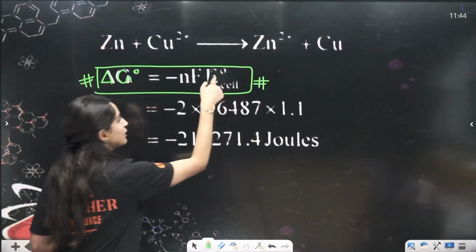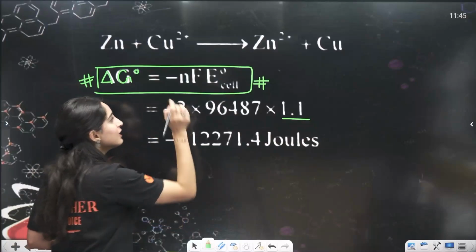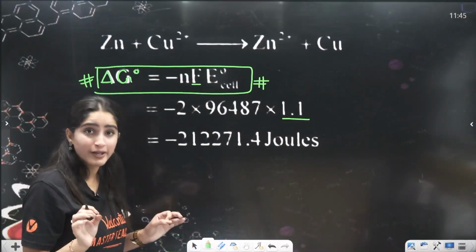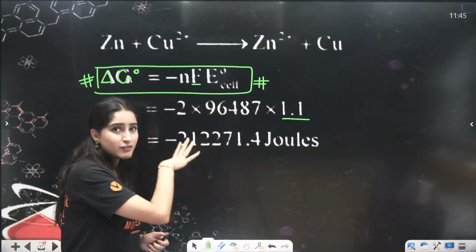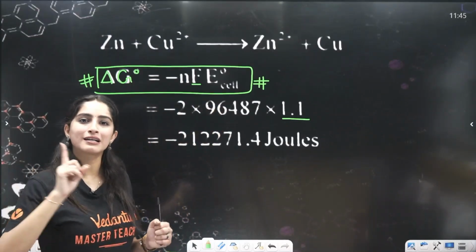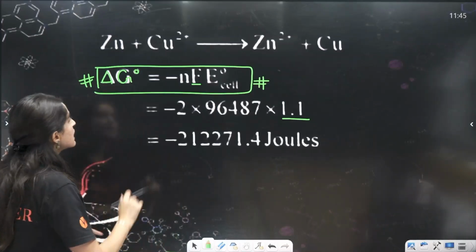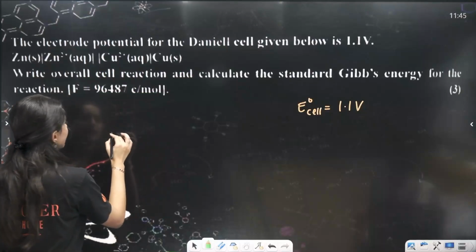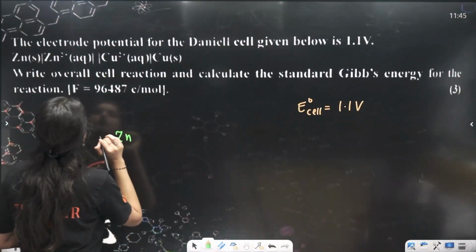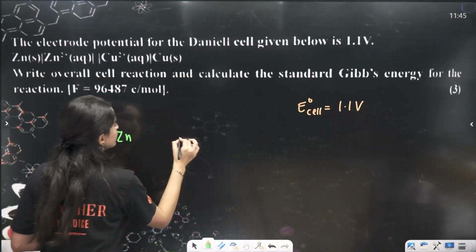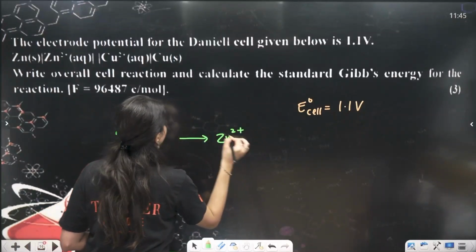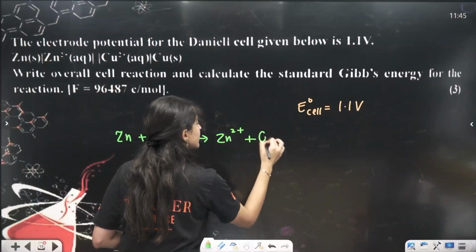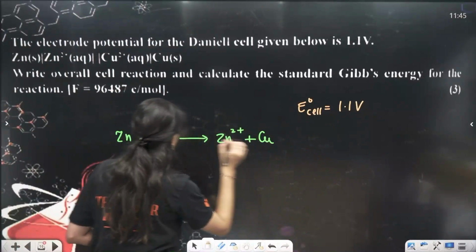So E0 cell is given to you, that is 1.1. What is F? F is Faraday, that is 96500, that is an approximate value, right? Here they have taken the exact value. I would say just learn the approximate value, that is 96500, right? And what about this n, ma'am? How did they calculate it to be 2? See, the reaction is going from Zn to Zn2 positive, right? And here it is going from Cu2 positive to Cu, right? As you can see, how many electrons are exchanged.